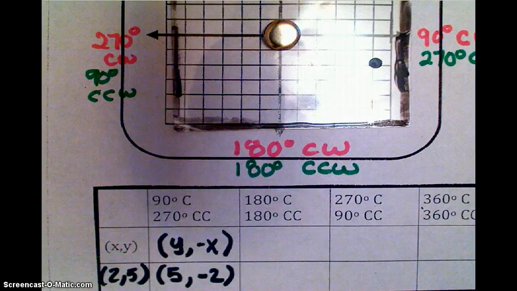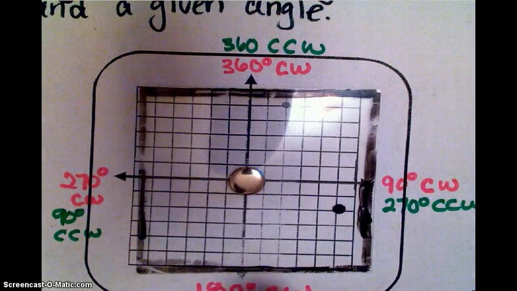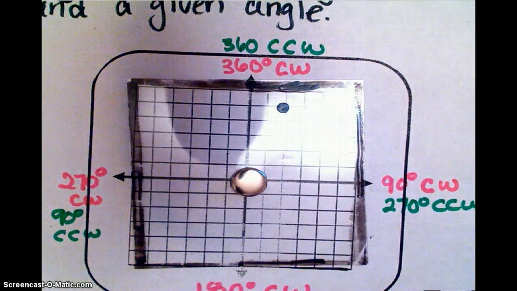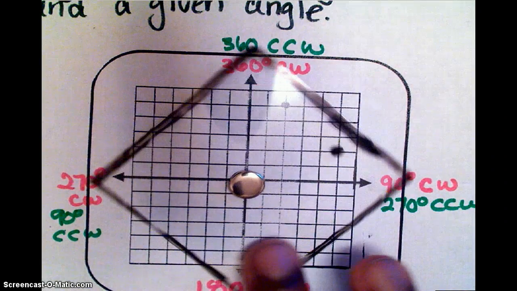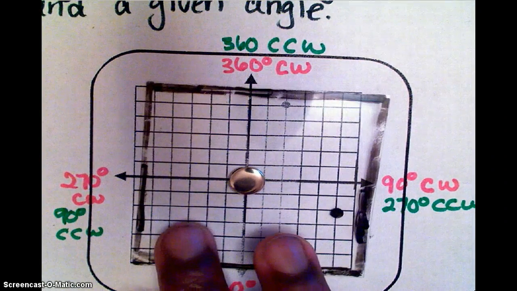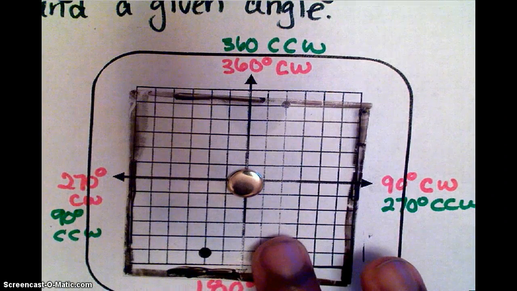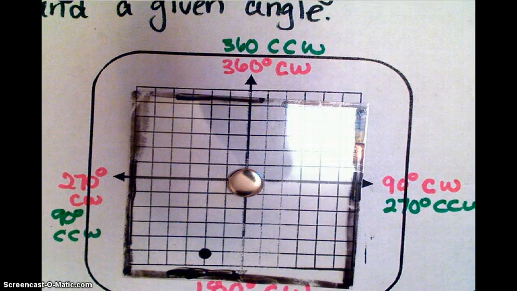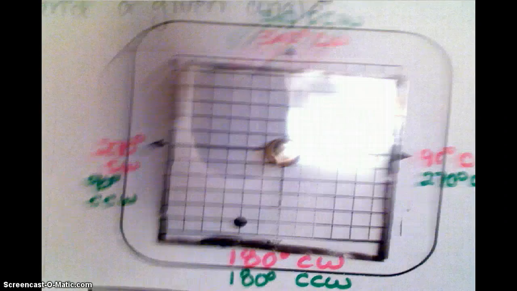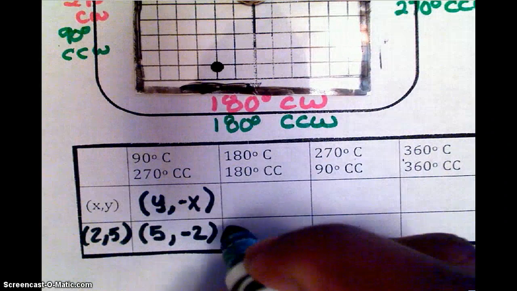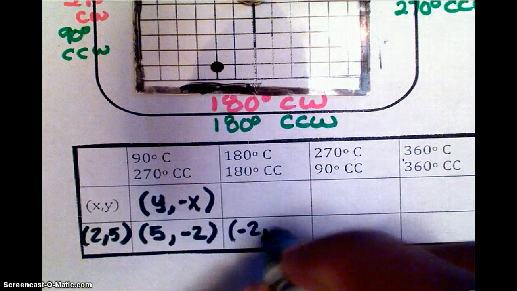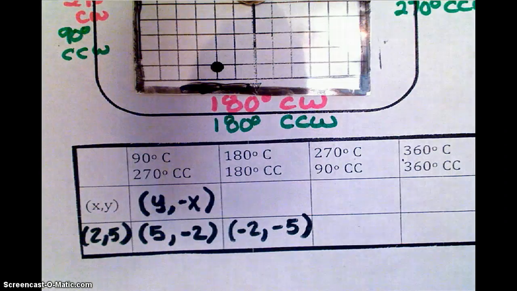Okay, now I'm going to rotate my point. Go back to the original. I'm going to rotate it 180 degrees, so this is 90. One more 90 degrees is going to give me 180. Where's my point now? My point now is at -2, -5. So my point is at -2, -5.